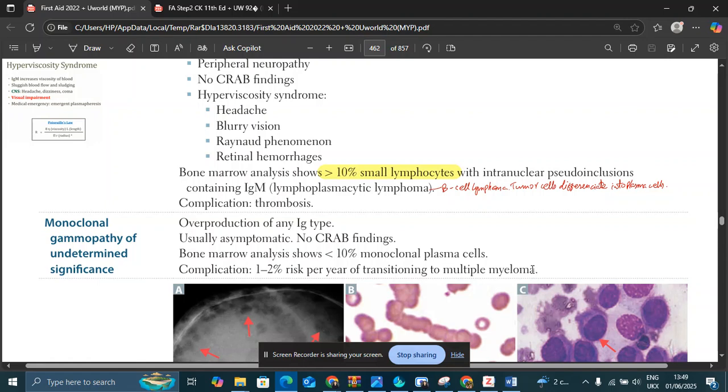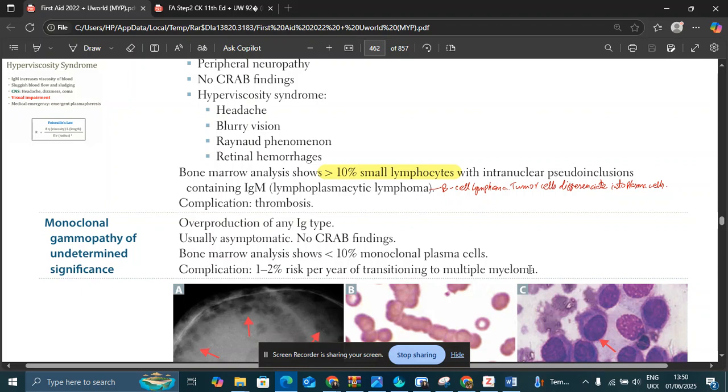Okay. So, what is MGUS? MGUS is also a plasma cell disorder, and there is an overproduction of any immunoglobulin, either immunoglobulin A, G, M, E, any immunoglobulin can be overproduced. Usually, this condition is asymptomatic. This condition is mild as compared to multiple myeloma, and there will be no CRAP findings in MGUS. And when we do the bone marrow biopsy, we see less than 10% monoclonal plasma cells.